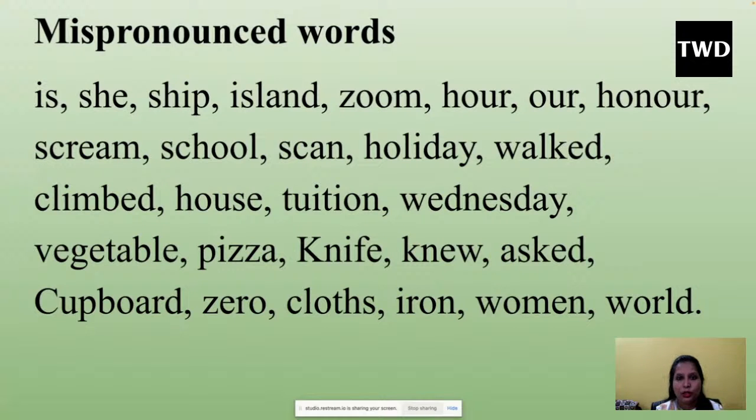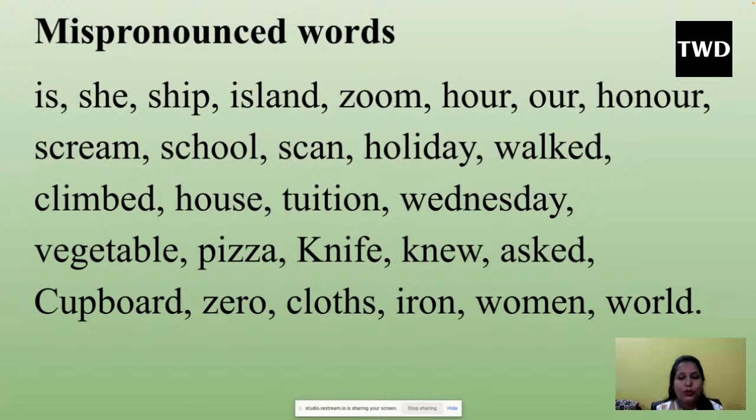Again, we have got zero here. In Hindi, we say 'jero', and in English also we say 'jero'. But actually, it is not that. Actually, zero is an English word. It is not a Hindi word. But we have got a habit of pronouncing it as 'jero'. It is zero. Then it is clothes, not 'cloths'. Clothes.